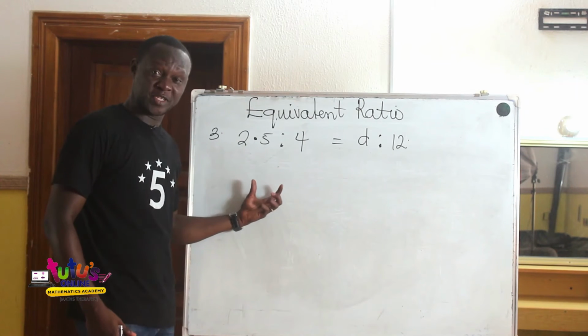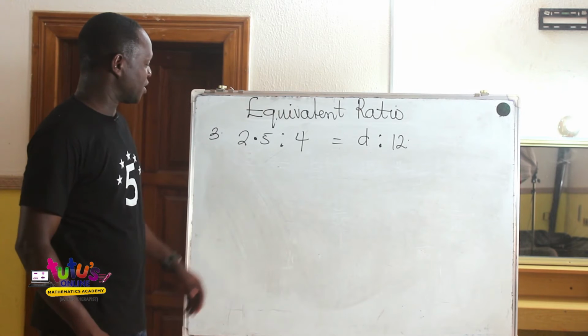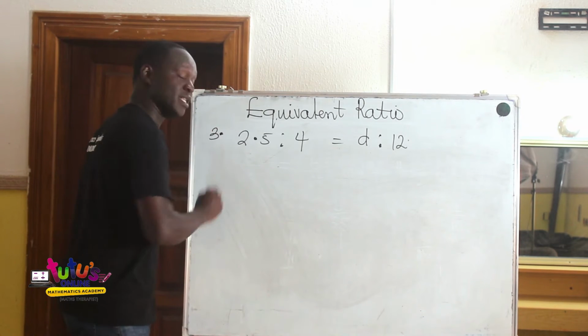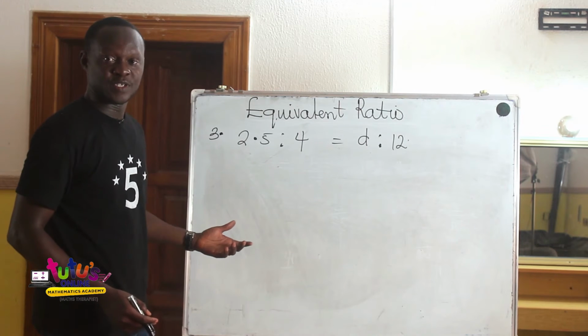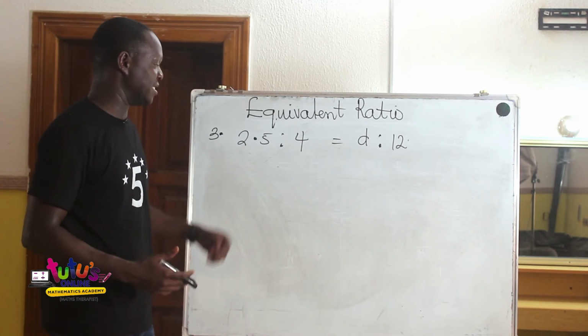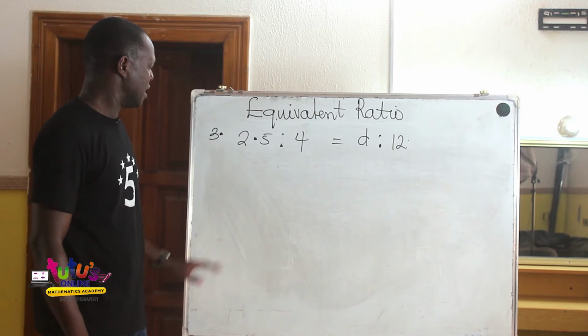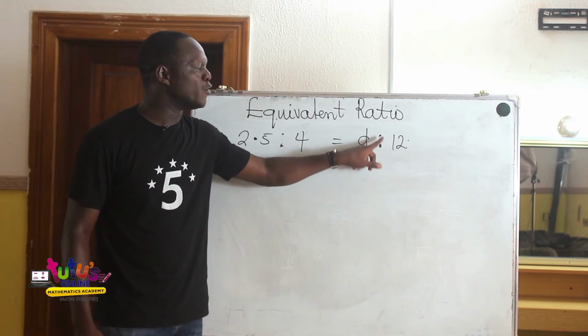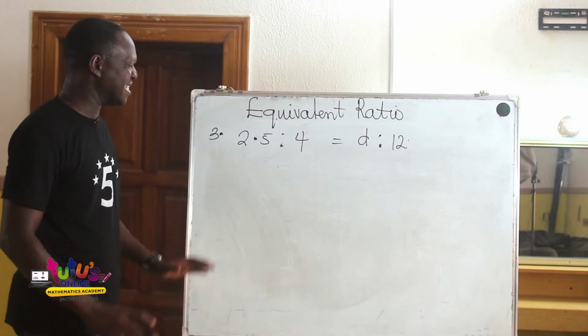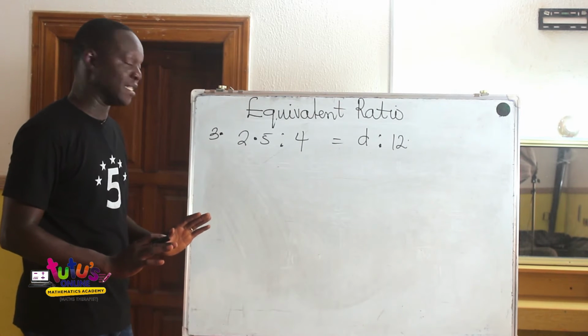Now, this is number 3 question. I love this question because it's looking like what we did in simplifying ratios when we were talking about decimals. Now, we'll be dealing with whole numbers. Now, this is a decimal. How do you go about it? It says 2.5 ratio 4 equal to D ratio 12. Now, the same thing we did, we do it like that.